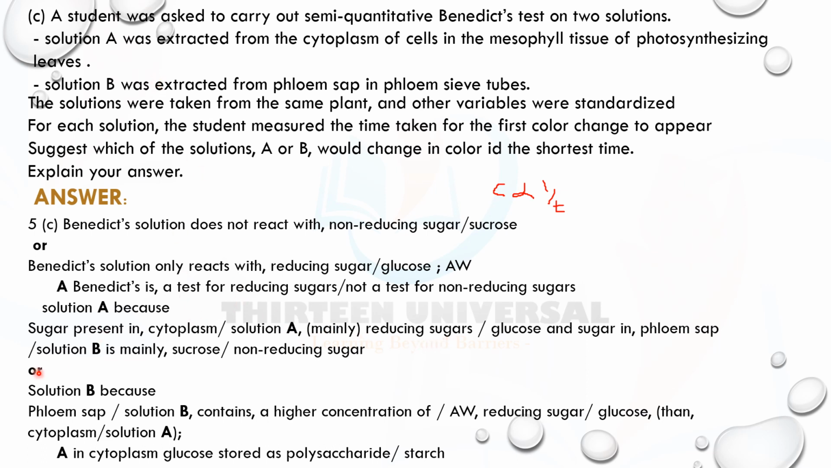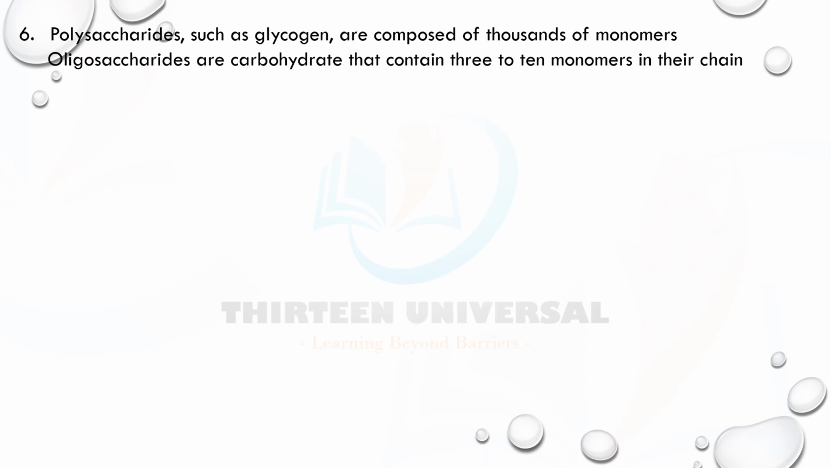If somebody says, oh, I think it's solution B, why? Phloem sap, or solution B, contains a high concentration of reducing sugar, glucose, compared to the cytoplasm A. In the cytoplasm, glucose is stored as polysaccharide, or starch, while in the phloem we have a higher concentration of reducing sugar. So the person is also correct. The mark scheme is just being objective here. As long as you explain it well, that's the answer.